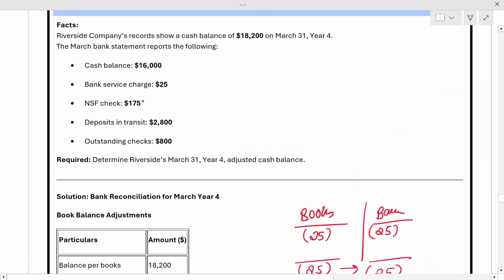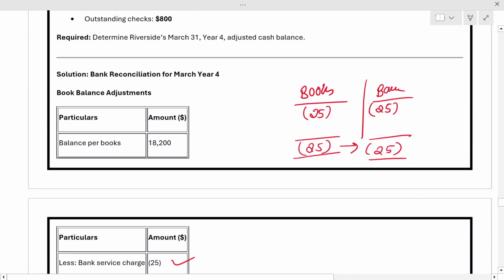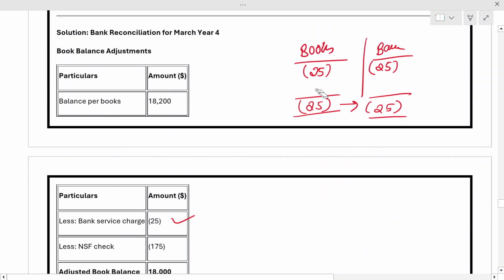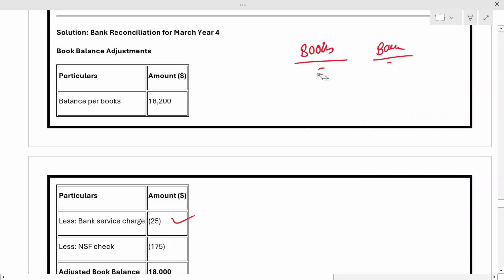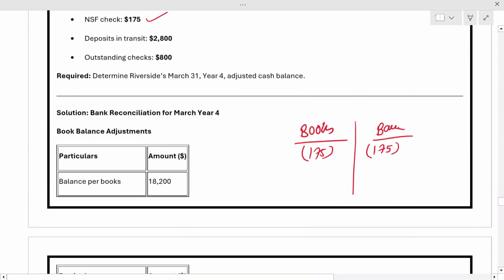After that, there is a non-sufficient fund of $175. In non-sufficient funds cases as well, the bank has reduced it by $175, so in my books I will be reducing it by $175 as well. So that has been reduced from your books again.